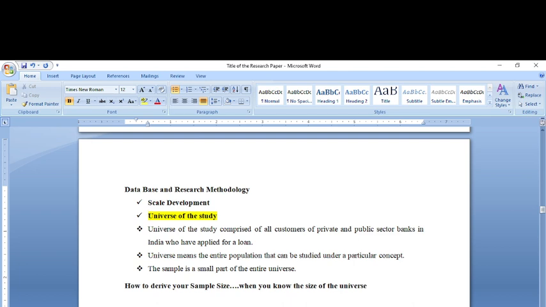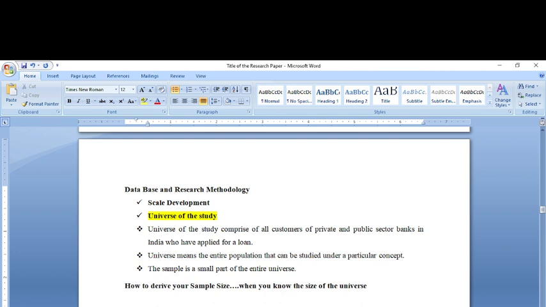So what is the meaning of universe of the study? Universe of the study means the entire population that can be studied under a particular concept. For example, I've been continuously taking the example of non-performing assets in banks. So if I want to study the customer's perspective, or why non-performing assets are increasing in banks, I would take the universe of the study. The universe of the study would comprise all the customers of private and public sector banks in India who have applied for a loan. They would form the universe of the study.